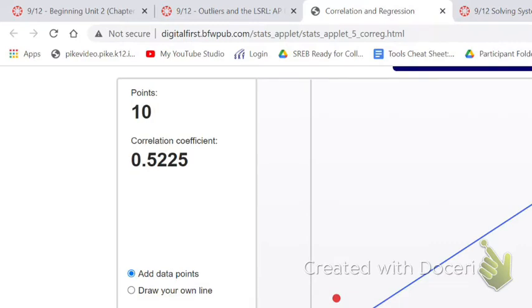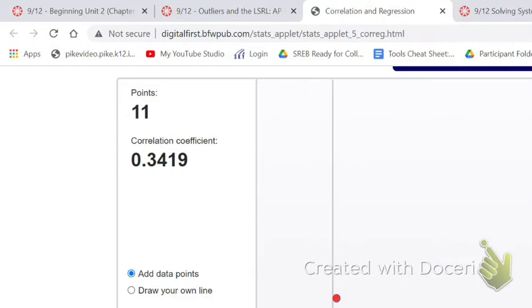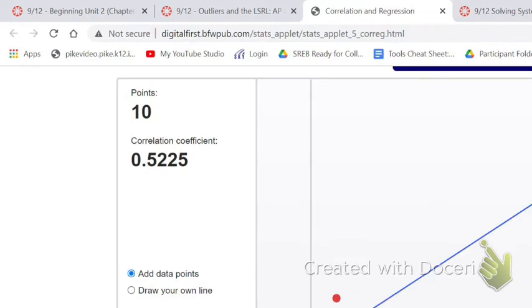So I'm going to talk about what happens here. If I add a point to the far right, so like over here, what happens to my slope? Did my slope increase or decrease? Decreased. What about my y-intercept? Increased. It went higher. What happened to the correlation coefficient? Decreased. So my slope decreased, my y-intercept increased, my correlation coefficient decreased.